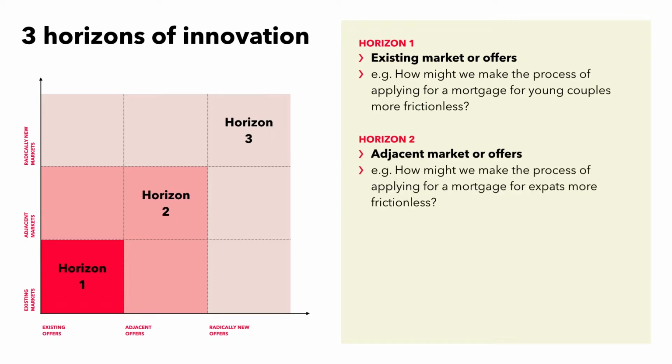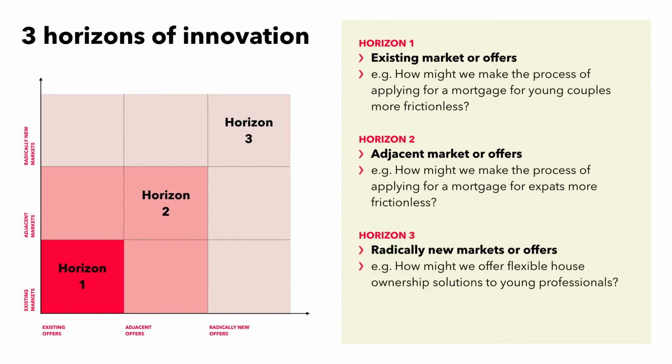Horizon 2 is defined as adjacent markets or offers. For example, if we take the same offering, applying for a mortgage, but we take a new customer segment that we don't know that much about. For example, expats. How can we make it more frictionless for people coming into the country and who are new to the way of working? If that's a new customer segment for you as a financial institution, that would be Horizon 2 innovation.